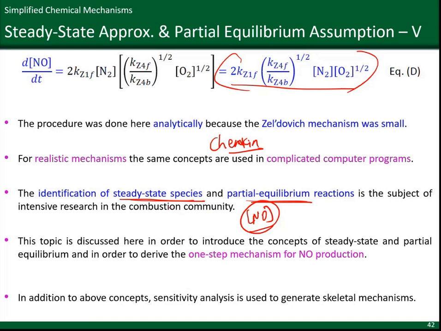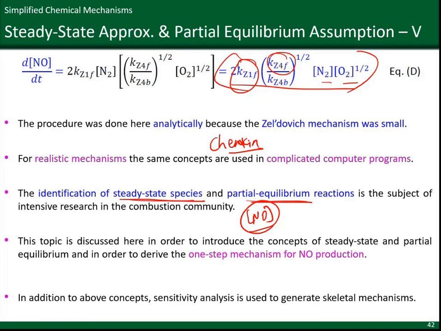So basically, you have to understand what mechanisms are there and what route it is following, so that you can play around with the rates, play around with the species involved, and try to reduce it. In this particular case, it's very obvious that if you want to reduce the formation of NO, you have to reduce these rates, the Z1 and the Z4.